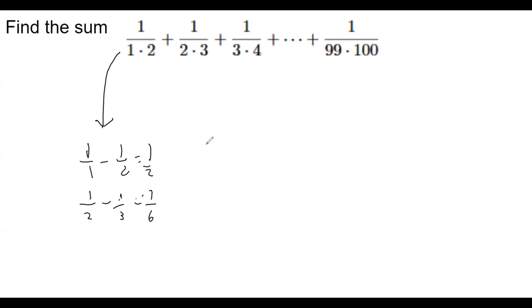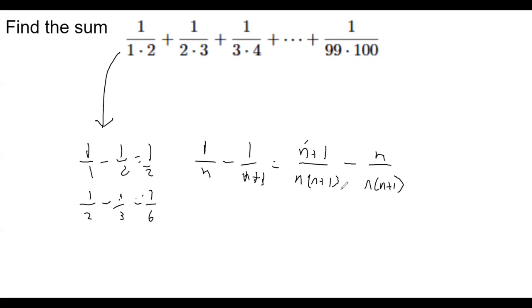And this is because if we look at the general term, 1 over n and 1 over n plus 1, take the common denominator, this n plus 1 goes to the top, this n goes to the other side. So this is n plus 1 over n times n plus 1 minus n over n times n plus 1.